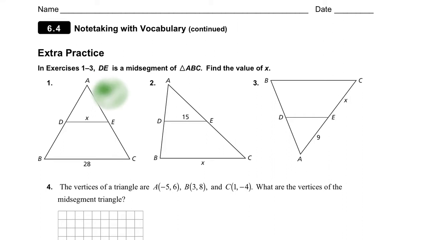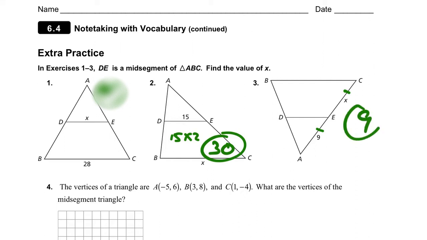Now, in number 2, if DE is supposed to be half of BC, if I take 15 and times it by 2, I'm going to get that my answer is 30 for number 2. Now, since DE is the mid-segment, that means that it cuts this other side into two congruent parts. So AE is going to be congruent to EC. That means X is equal to 9. So that's just what a midpoint does, okay? Because E is that midpoint.